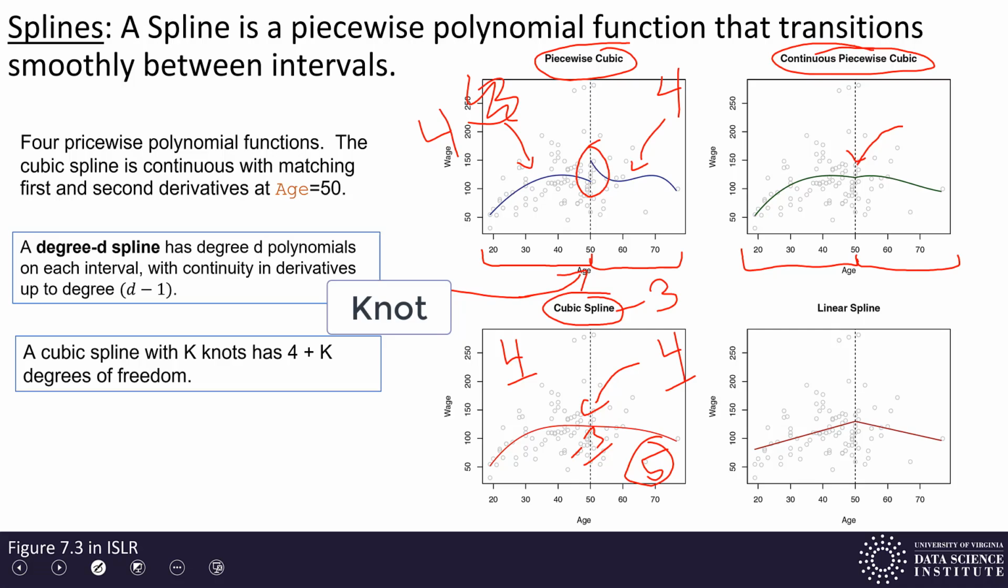So we lose degrees of freedom, which is a good thing at those transition points, because having those derivatives match makes it so we don't have to determine as many coefficients.